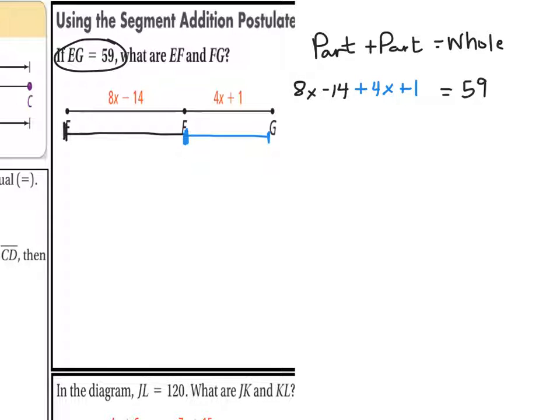Okay, so in order to solve this equation, I'm going to combine my like terms here. I've got 8x and I've got 4x, and that's a total of 12x. And then I've got a negative 14 and a positive 1, and a negative 14 and a positive 1 becomes a negative 13. Okay, and now I've got to do the opposites. I want to get x by itself, so in order to do that, I'm going to have to move that negative 13 first.